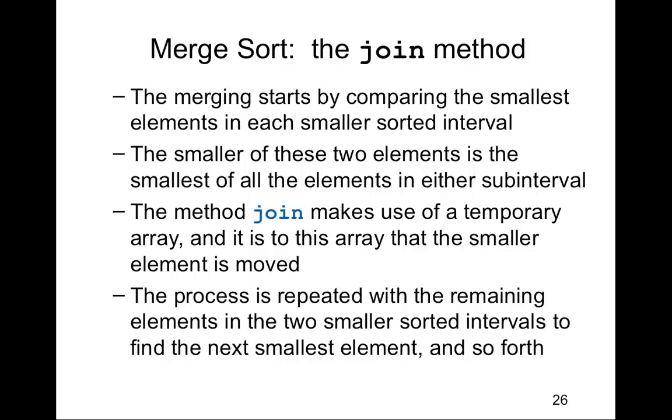So a merge starts by comparing the smallest element with the smallest sorted interval. The smallest of these elements is the smallest element of the subinterval, and the method for the join makes use of the temporary array, perhaps. The process is repeated on all of the remaining elements. Well, there's a methodology to it. There's a pattern associated, and all joins are done the same way.